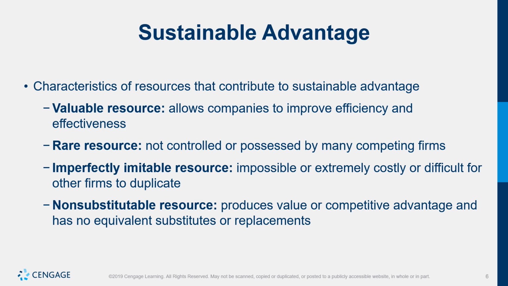Four conditions must be met if a firm's resources are to be used to achieve sustainable competitive advantage. The resources must be valuable. They allow the companies to improve their efficiency and effectiveness. The resources must be rare, not controlled or possessed by many competing firms. The resources must be imperfectly imitable, impossible or extremely costly or difficult to duplicate. The resources must be non-substitutable. No other resource can replace them and produce similar value or competitive advantage.